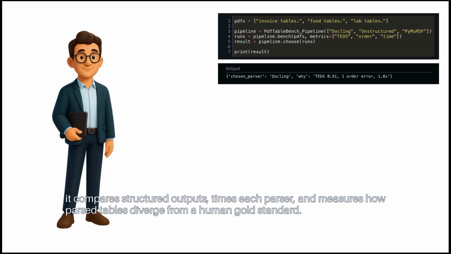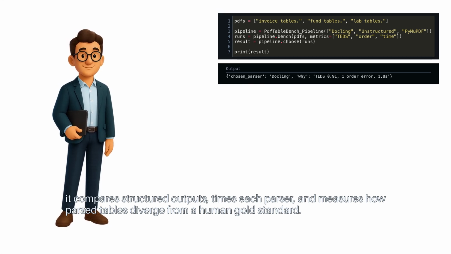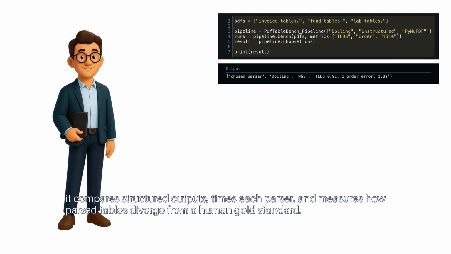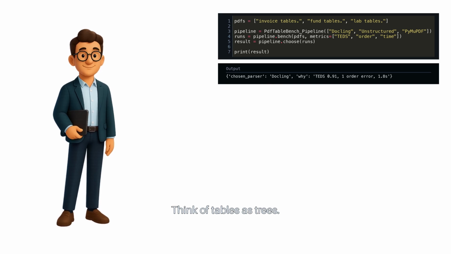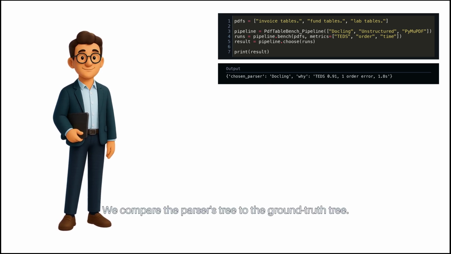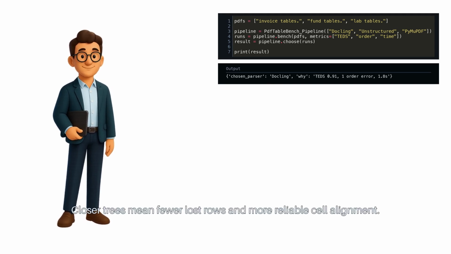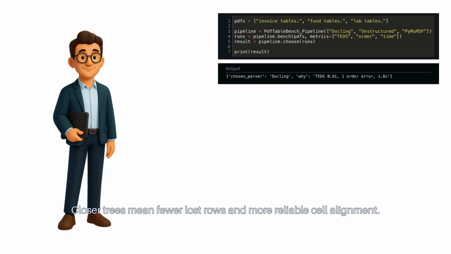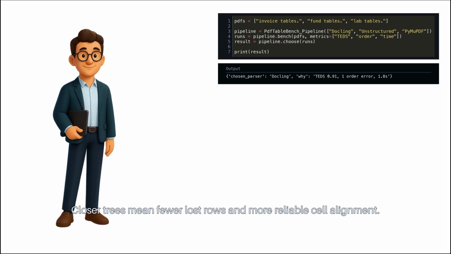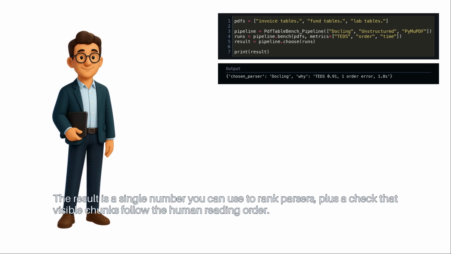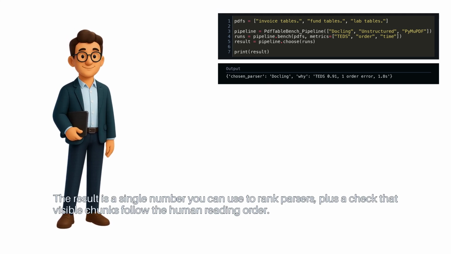It compares structured outputs, times each parser, and measures how parsed tables diverge from a human gold standard. Think of tables as trees. We compare the parser's tree to the ground truth tree. Closer trees mean fewer lost rows and more reliable cell alignment. The result is a single number you can use to rank parsers, plus a check that visible chunks follow human reading order.